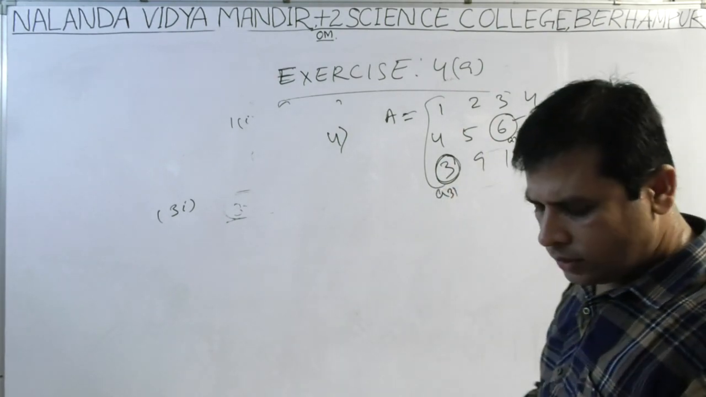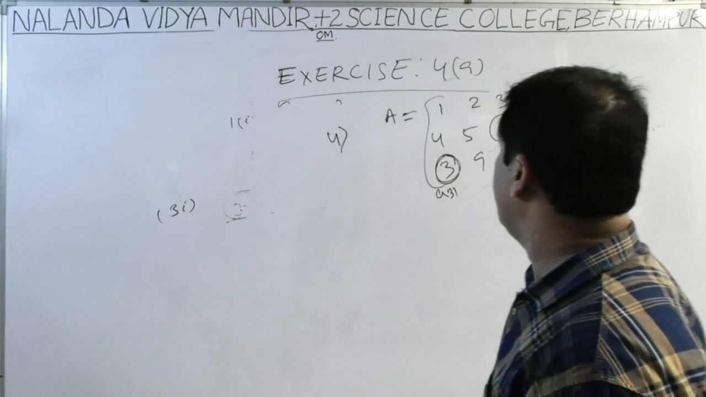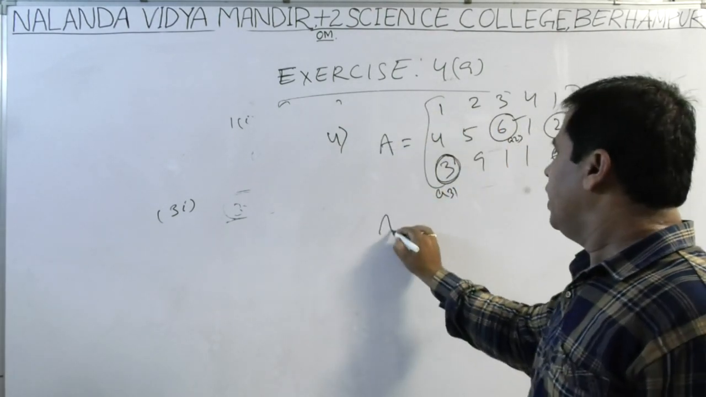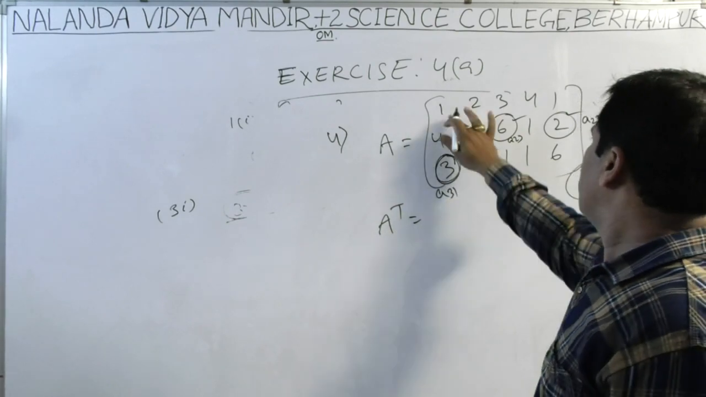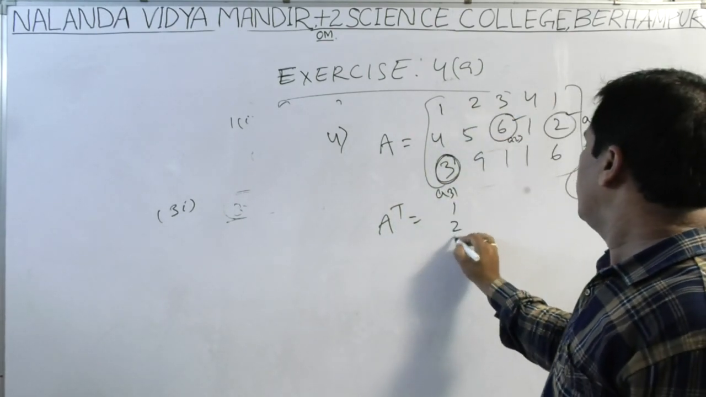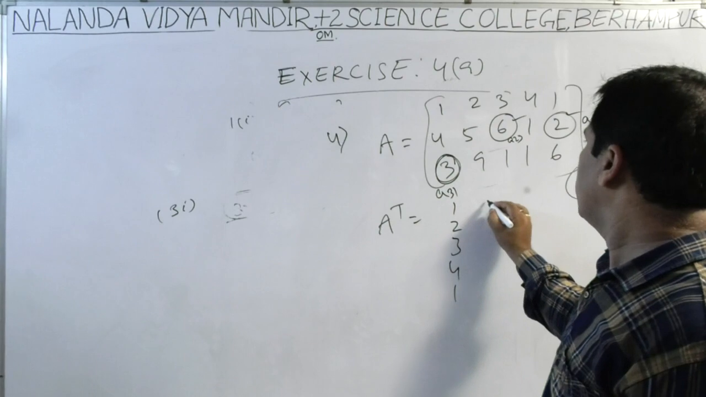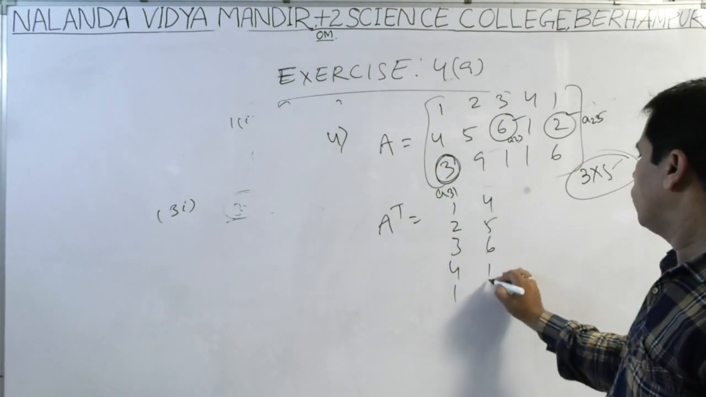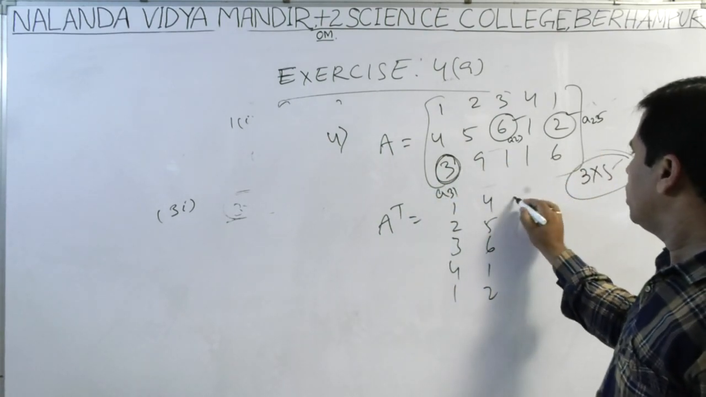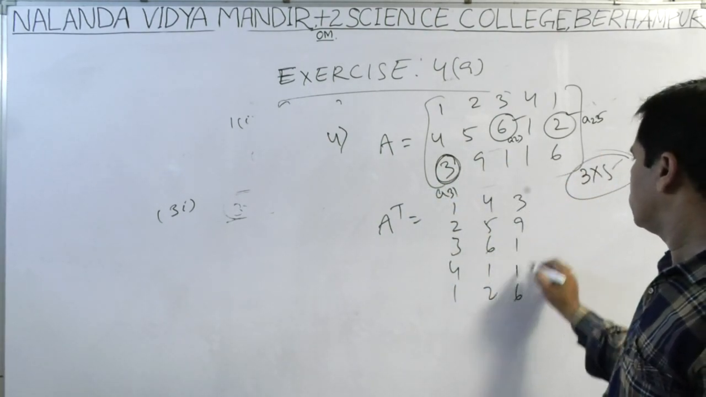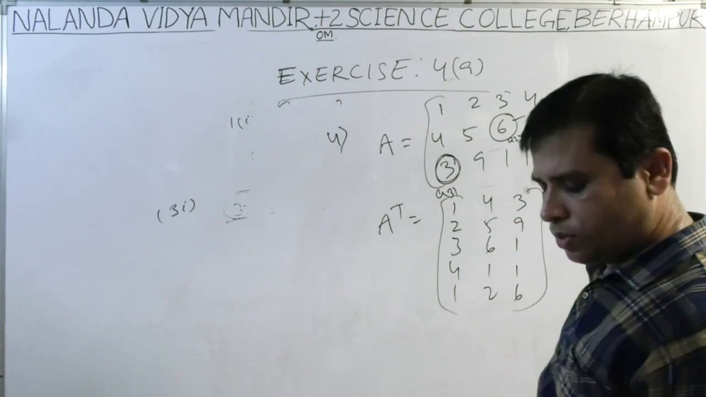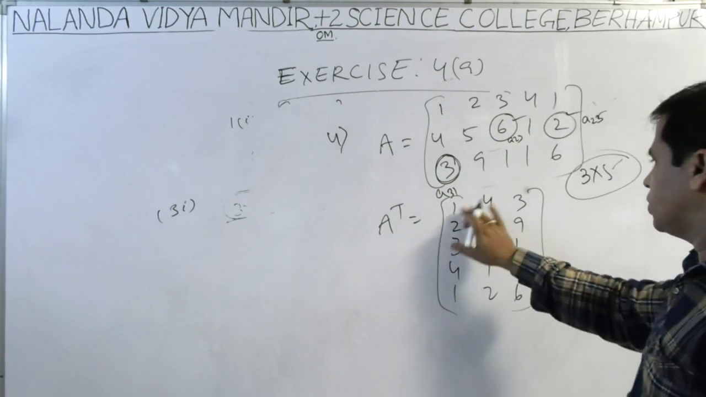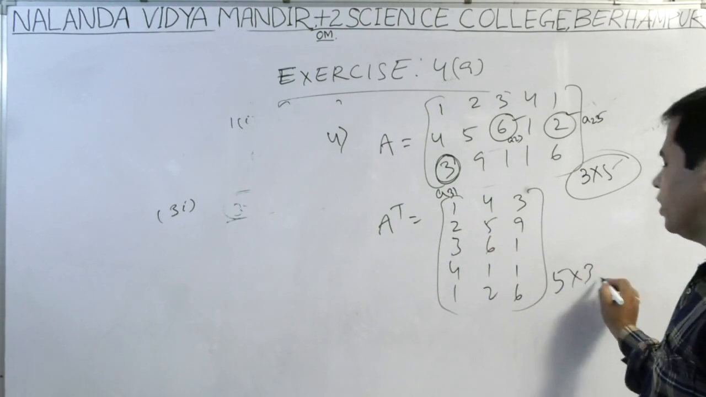Okay. Now the third bit is: write down A transpose. A transpose means the first row changes to the first column: 1, 2, 3, 4, 1. The second row changes to the second column: 4, 5, 6, 1, 2. The third row changes to the third column: 3, 9, 1, 1, 6. This is our A transpose. And the fourth bit: what is the order of A transpose? The order of A transpose is 5 rows and 3 columns.